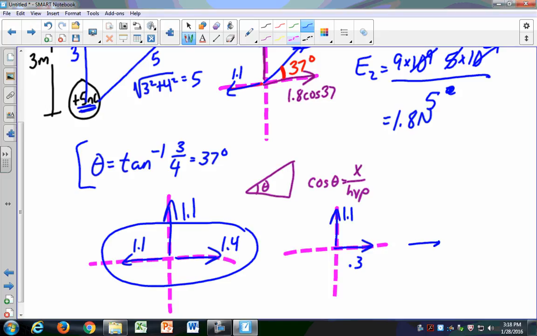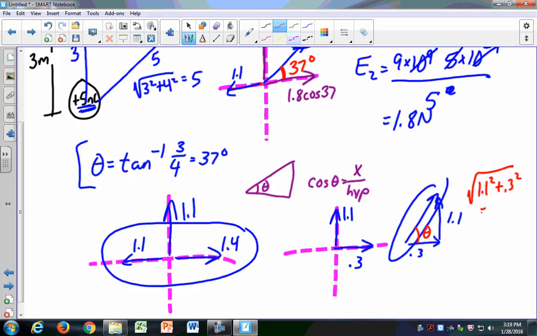Now realizing that this is just another right triangle, I have 0.3, 1.1. I want to know the length of this vector and the angle, I'll call it theta again. To find the length of that vector, I say the square root of 1.1 squared plus 0.3 squared. I get 1.14. This is Newton per Coulomb, actually. And then to find the angle theta, I'm going to use that inverse tan, the same way I did before, of 1.1 over 0.3.